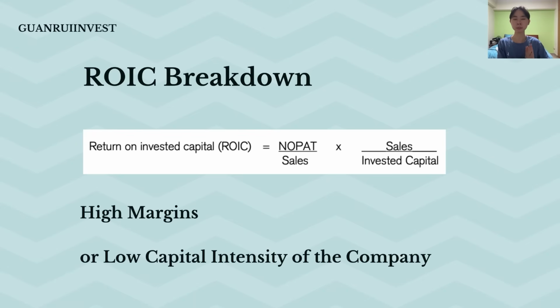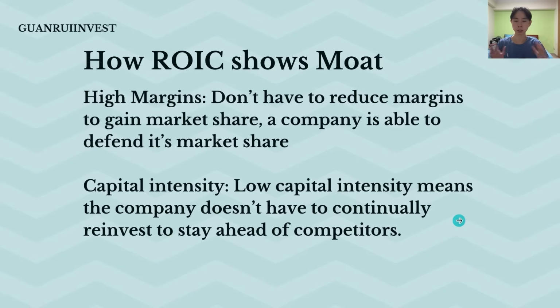So when your sales divided by your invested capital is higher, what this means is that the company is less capital intensive. So when a company is less capital intensive, it will also help to drive up your ROIC. So for ROIC, you have high margins, of course. So this is how your ROIC shows that a company has a moat and why you should monitor it when it comes to deciding whether or not a company is able to maintain its competitive advantage.